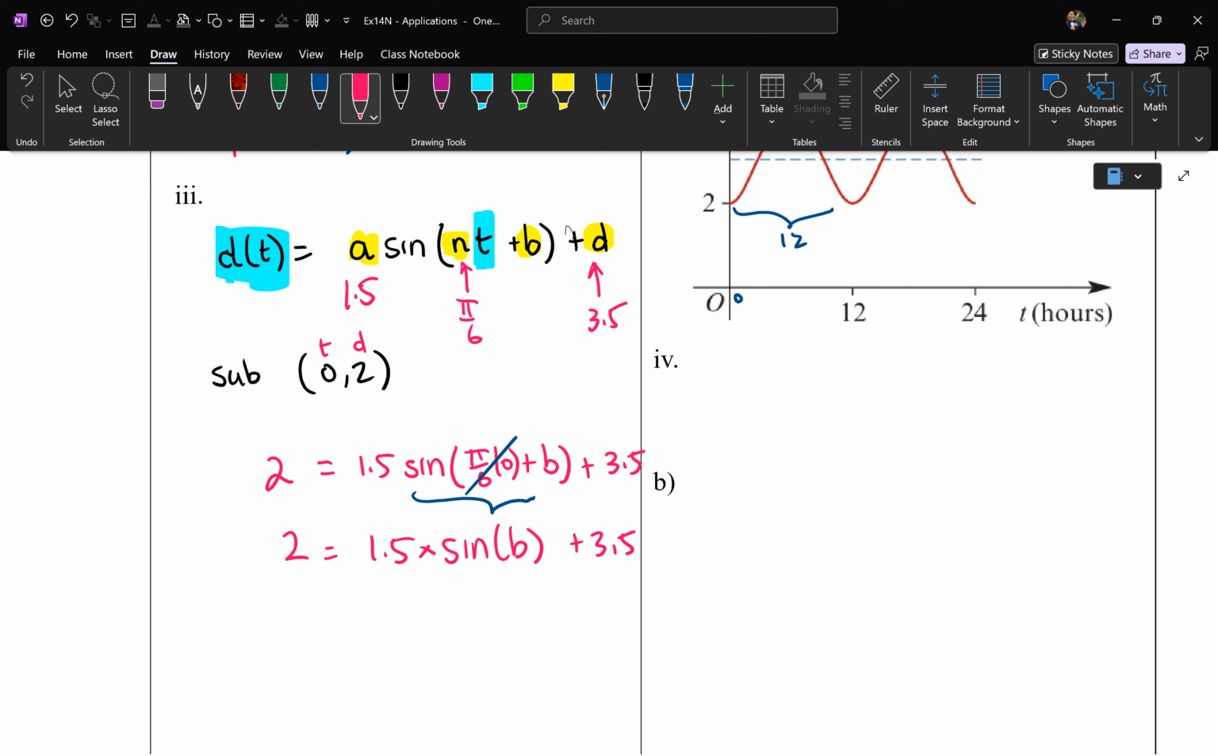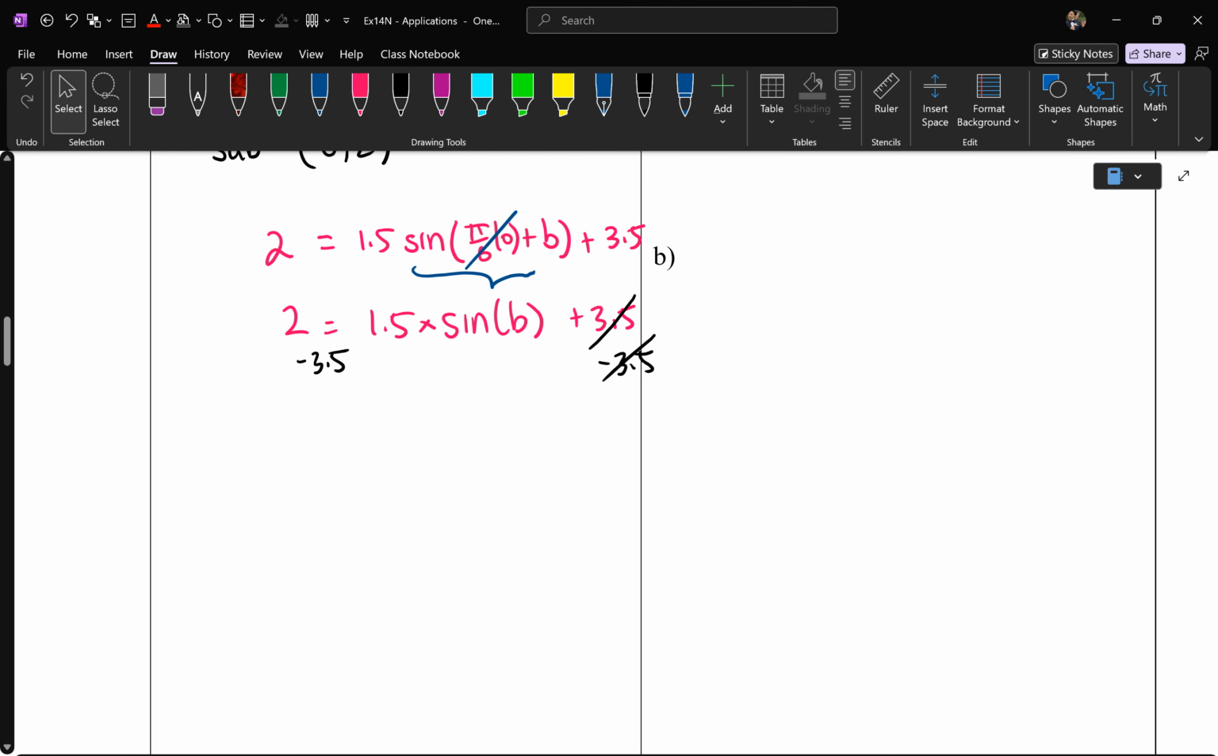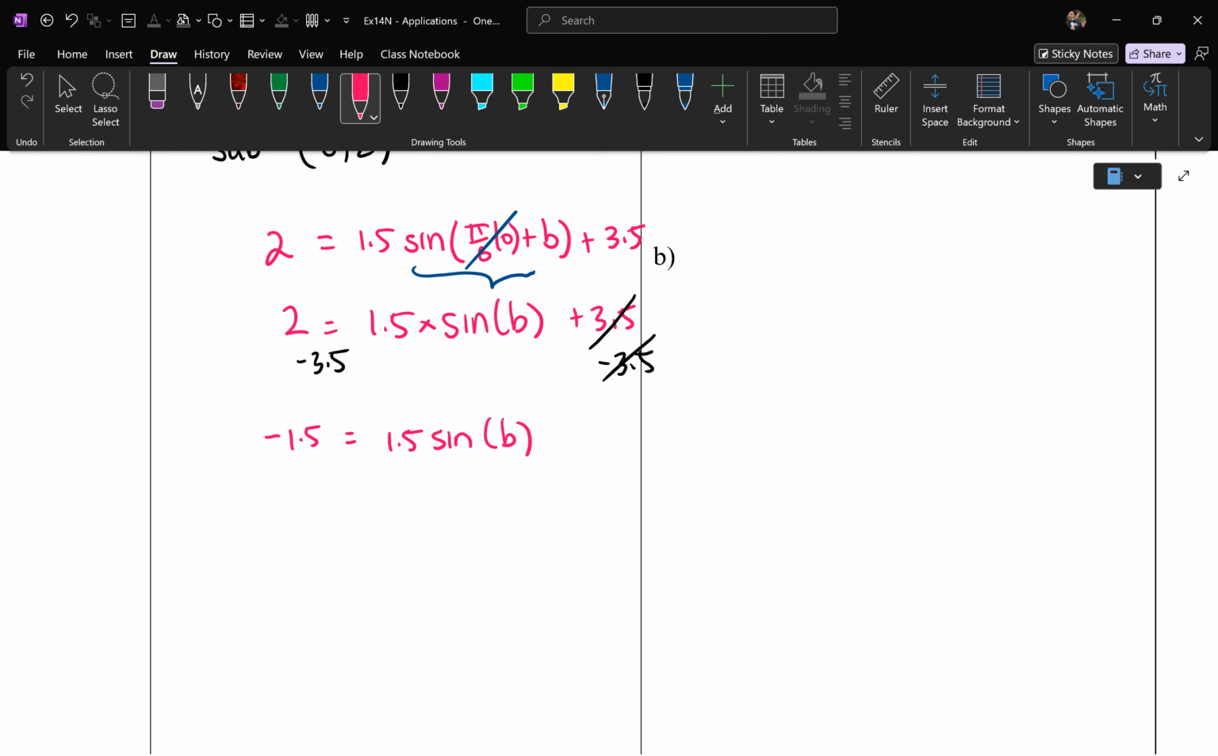Now you can do a bit of inverse operations. Let's go. Minus 3.5 on both sides. What do you get? What's 2 minus 3.5? You use a calculator too. Minus 1.5. This cancels out to be 0. Now you have negative 1.5 is equal to 1.5 times sine of b. We're almost there. We're trying to find b, so we've got to get rid of that times by 1.5, divide both sides by 1.5. This works out nicely. This now becomes -1 equals sine of b.